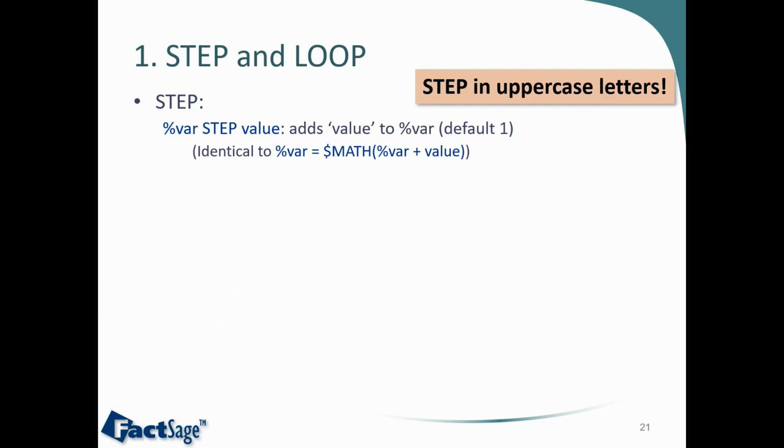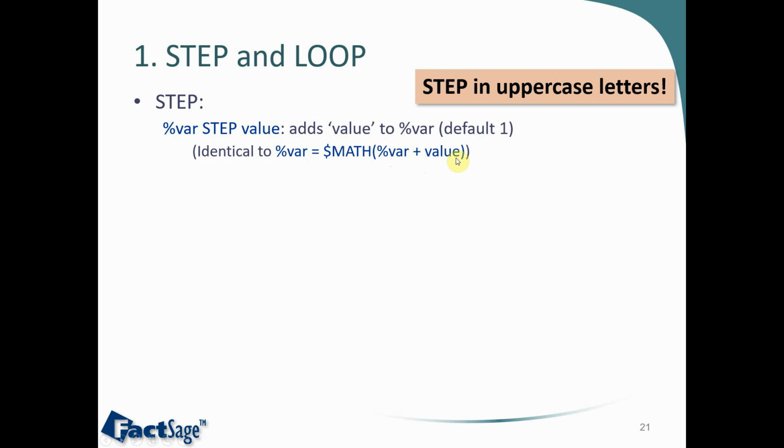So the first command is step. Using the following syntax, %var, which is a user variable, then STEP, and then a value. So STEP must be written here in uppercase letters, very important. This command will add the value to the user variable %var. It's in fact identical to using the Dolomite function, which is written here. So this has the same effect as doing %var equal, then calling the Dolomite function, calling again the same variable, plus adding the value here.